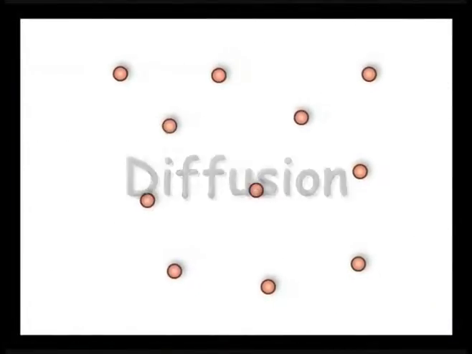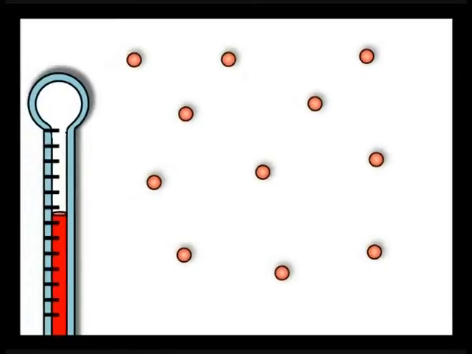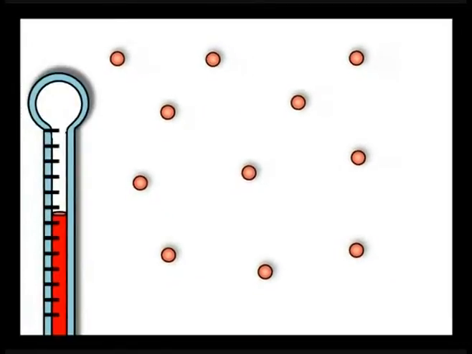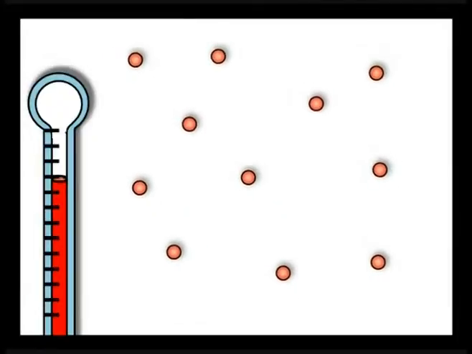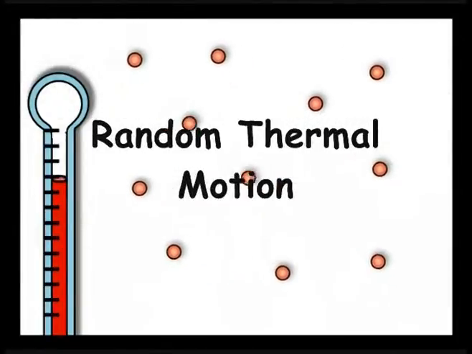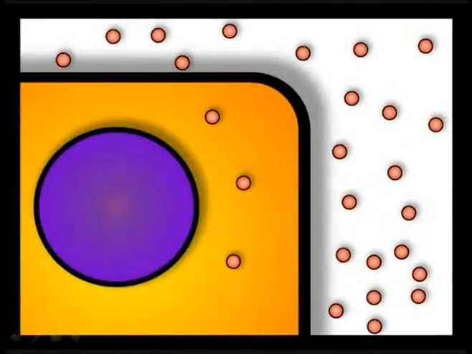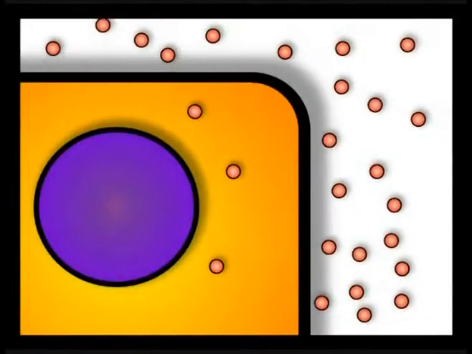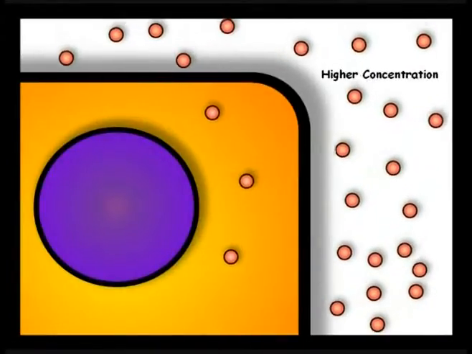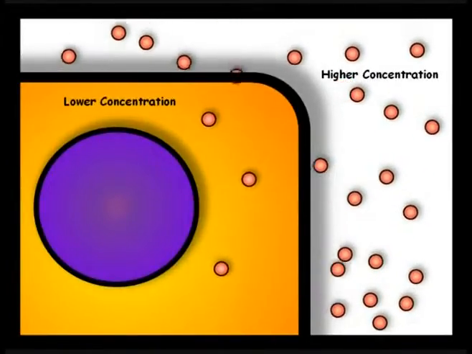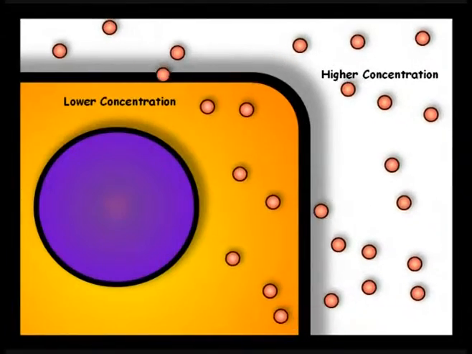Molecules are in a continuous state of movement. The warmer the environment, the more rapid is the movement. The movement is known as random thermal motion. The movement of molecules from one location to another due to random thermal motion is known as diffusion. This proceeds from an area of higher concentration to an area of lower concentration.